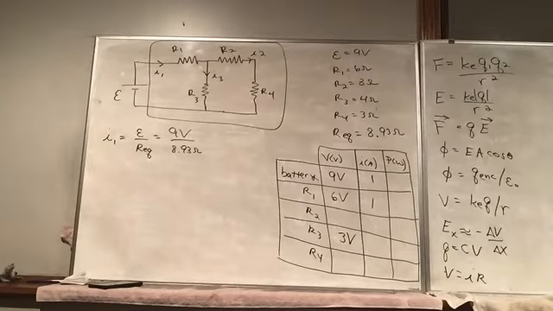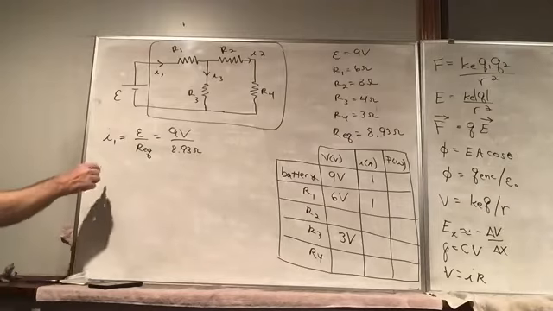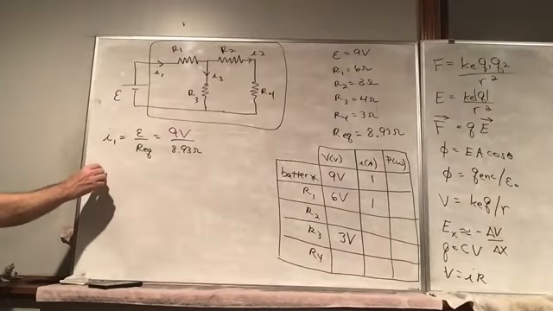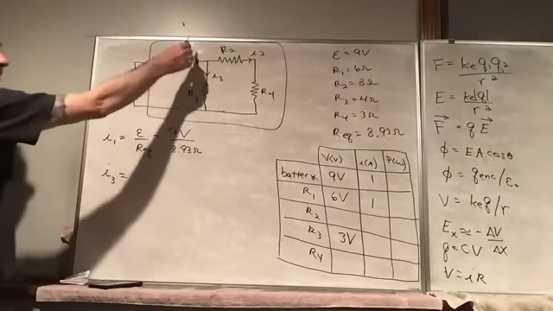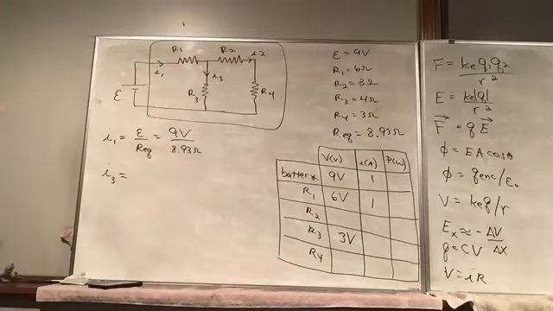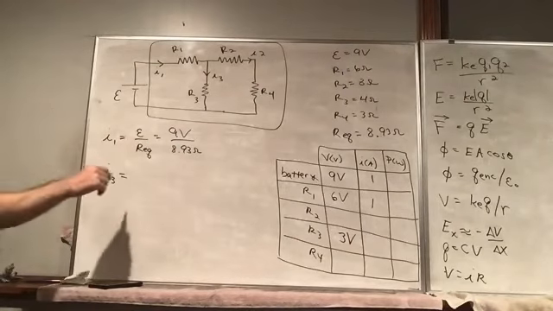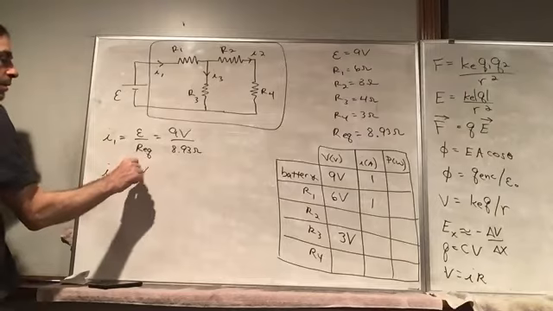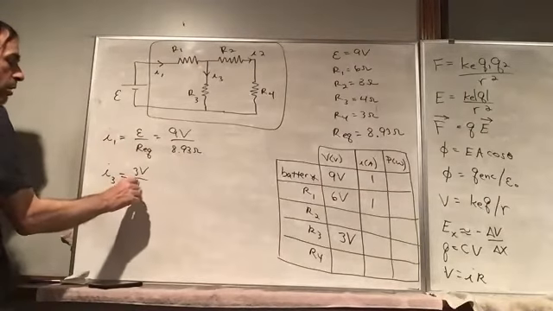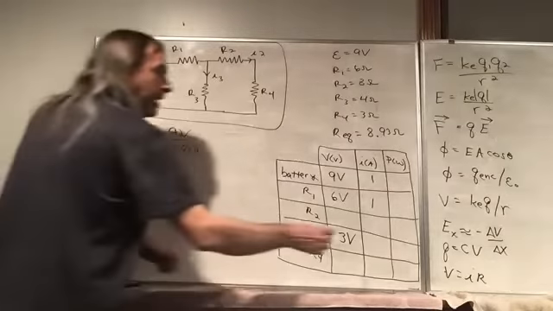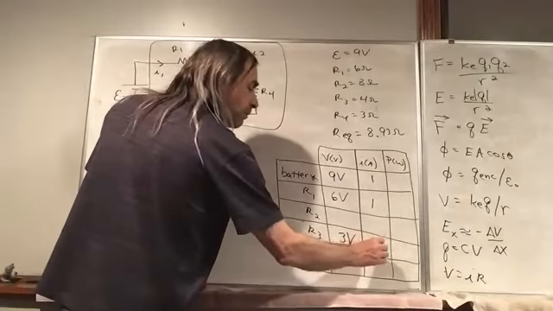And so we can find the current here. Let's call that I3. That would be the voltage drop across the resistor, which is 3 volts, divided by R3, which is 4 ohms. So that'd be 0.75 amps.